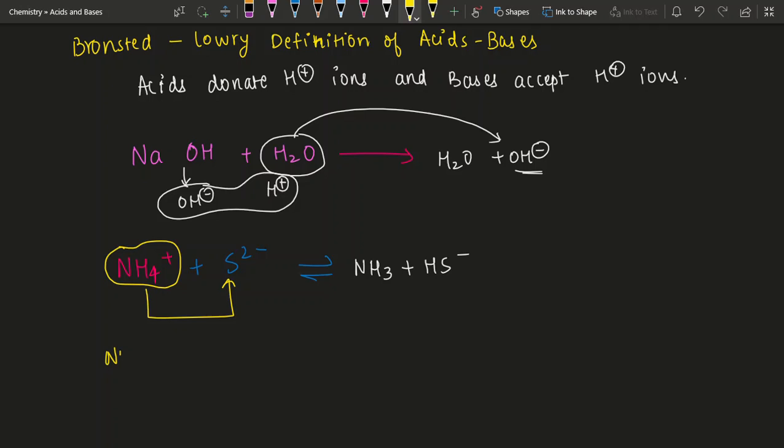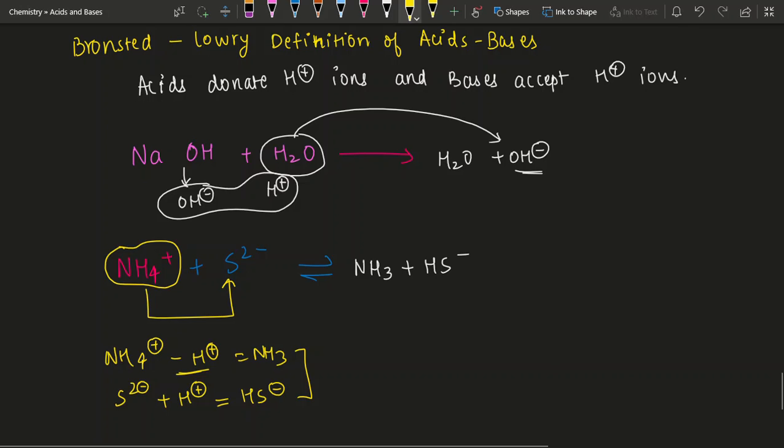If you just do some logical operations in your mind, NH4 plus minus H plus is equal to NH3, even though that's not a correct representation of the chemistry involved, but you can still remember it like that. And S2 minus gets added with that H plus that's removed from NH4, and that's equivalent to saying HS minus. This is a way that you can remember this, but not the best way to represent it in a scientific paper or a journal.